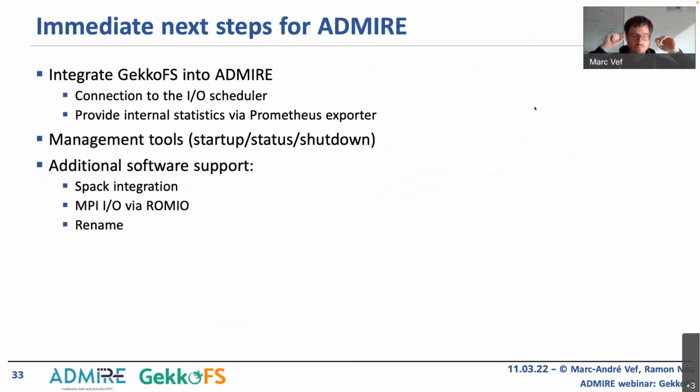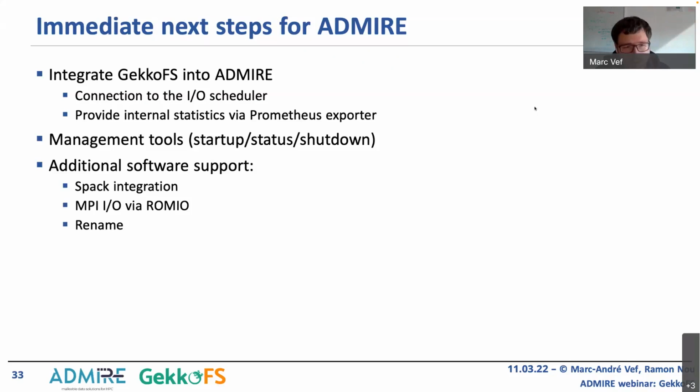So now, before the demo, what are our immediate next steps for ADMIRE, not for the whole project, but the immediate next steps in the next couple of months? Of course, this is continuing the integration into ADMIRE, which will be part of the whole ADMIRE project duration, but is first of all connected to the IO scheduler. We already have some statistics available that we will export to Work Package 5 via the Prometheus exporter.